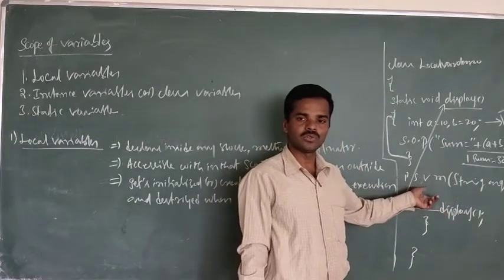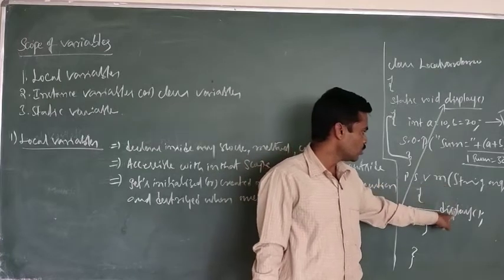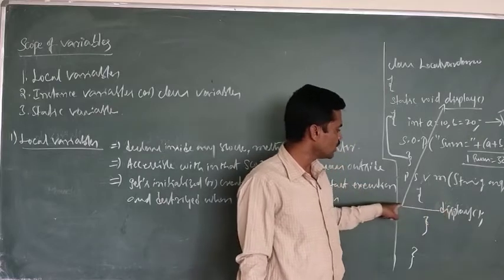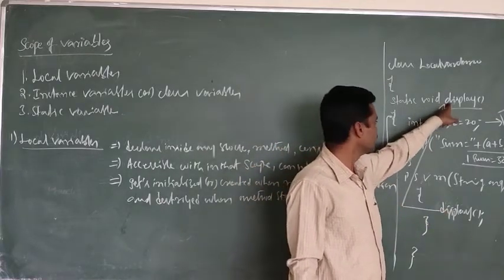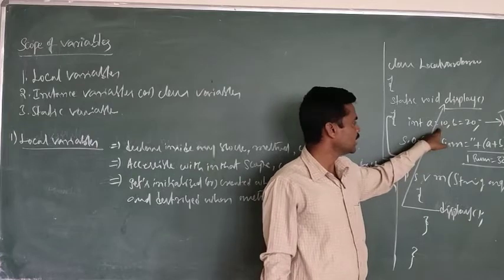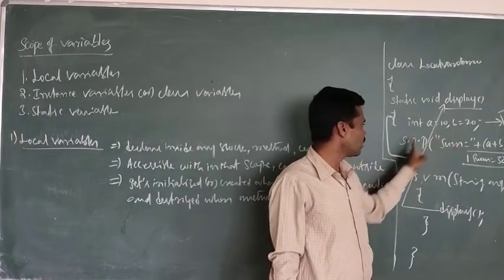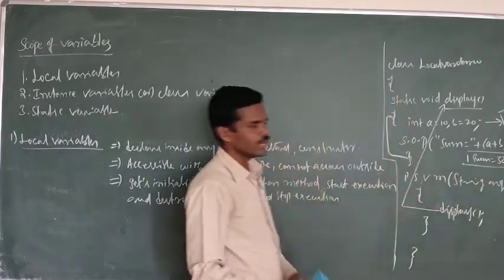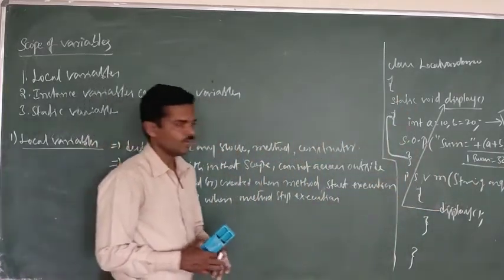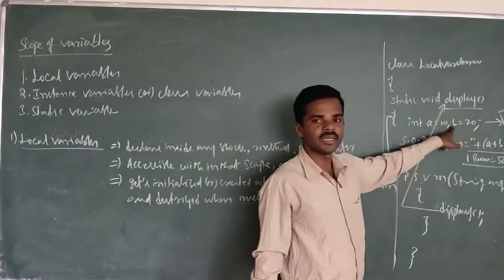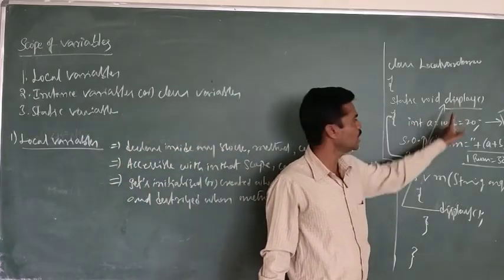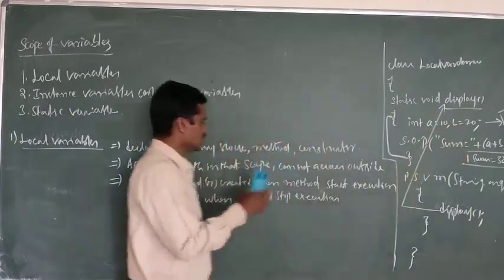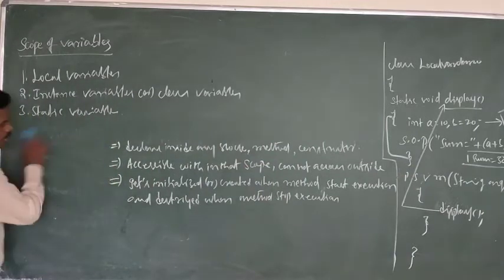Generally, execution starts from the main method. Once the main method starts execution, the first statement is display, so it calls the display method. Immediately the control goes there. Now two variables are created and initialized with the values 10 and 20. After that these two are added and the output 30 is displayed on the screen. This is one example of local variables. These variables are created and initialized when the method starts execution, and destroyed when the method stops execution. So this is the first one, local variables.